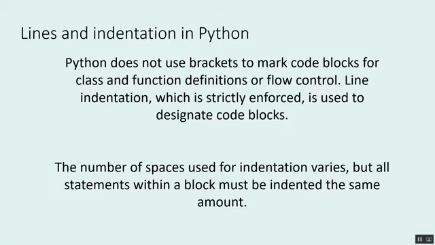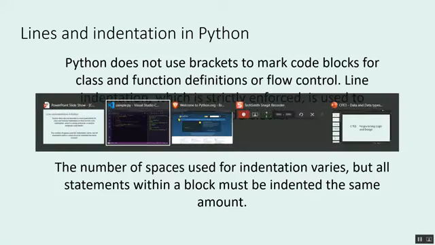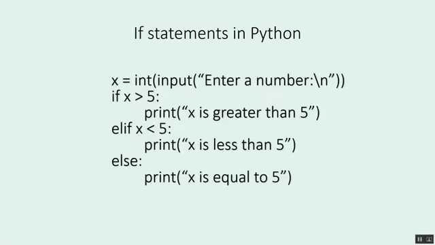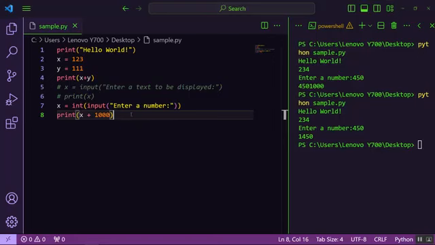Okay? So that indentation also includes 4 spaces. That's the standard indentation, or let's say space from the leftmost corner of your text editor. So for example here, we have an if statement in Python that checks if a number is greater than 5, less than 5, or equal to 5. Okay, so let's try it. Let me copy this code.